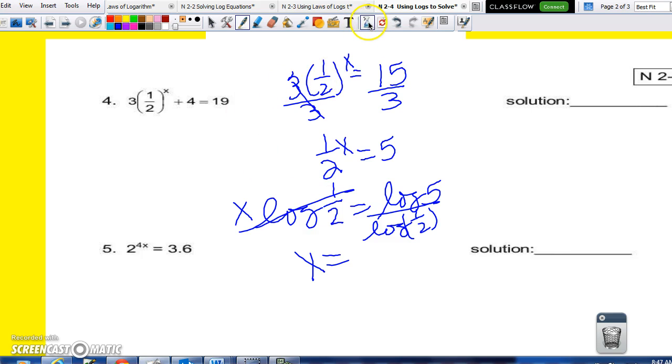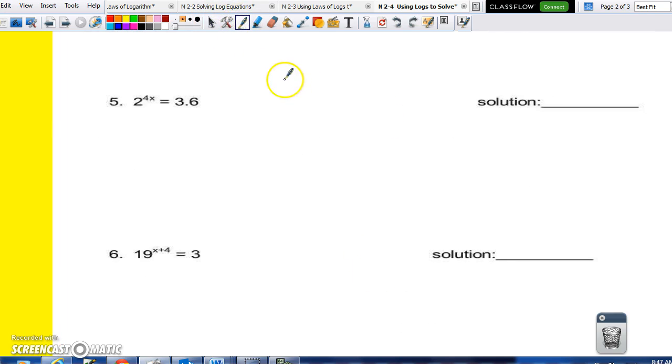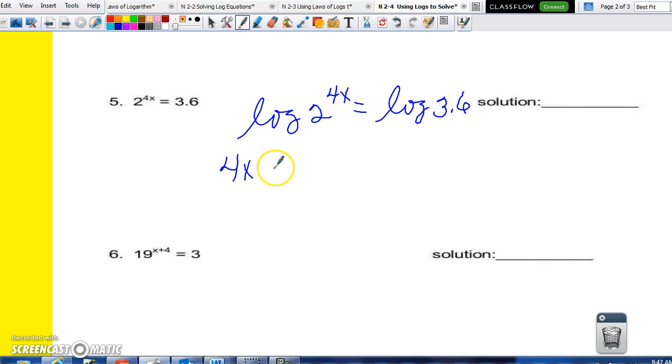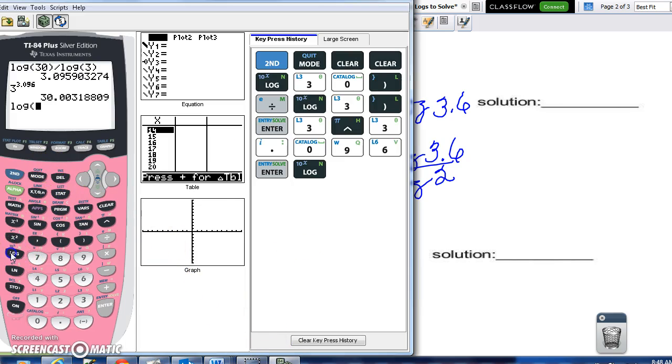Let's go to number 5. So on number 5, I have log of 2 to the 4x equals the log of 3.6. So I really have 4x log of 2 equals log of 3.6. So I'm going to divide by log of 2. In this case, I get 4x equals, let's go to the calculator and plug that in. That's log of 3.6 divided by log of 2.